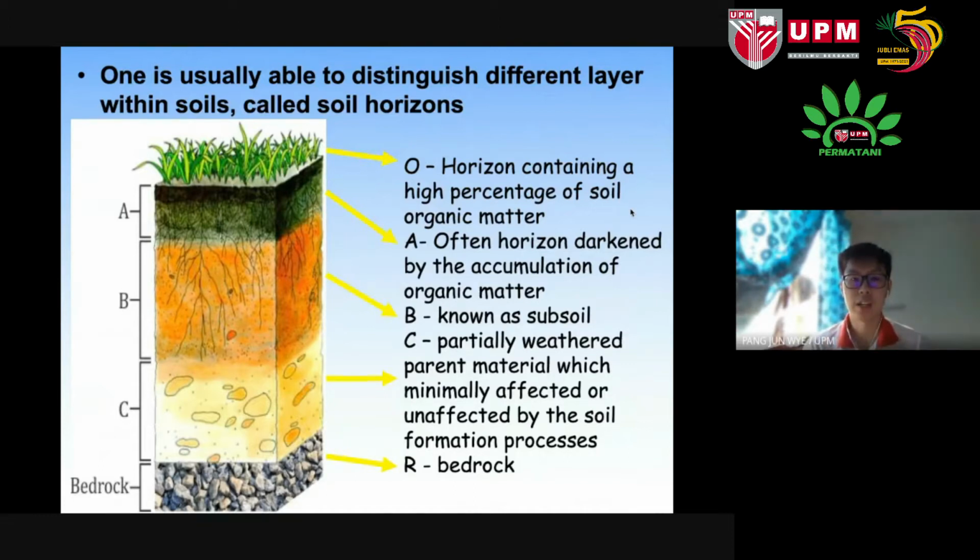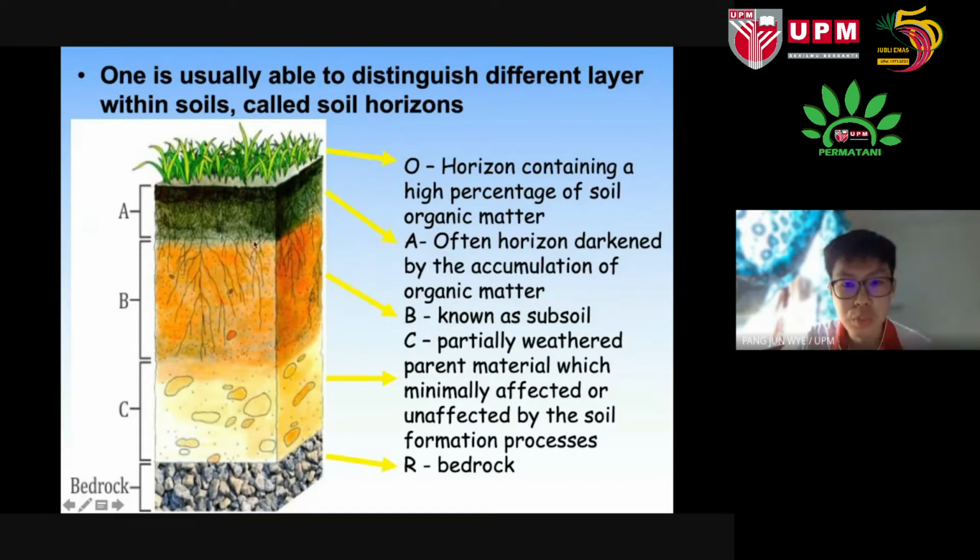It is because the O horizon is located at the most upper part, where during rainy weather and sunny weather, the rain and sun provide the organic matter that serves as a nutrient for the O horizon. So that's why, as you can see, the O horizon here has a darker color, which shows that it is provided with a high percentage of soil organic matter.